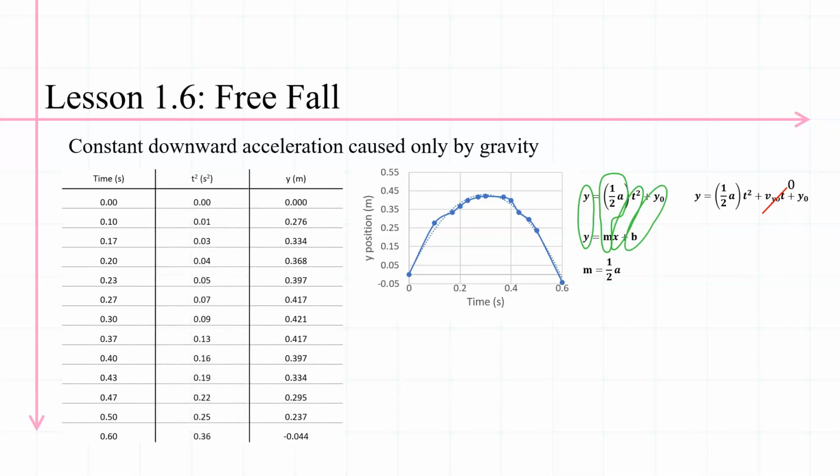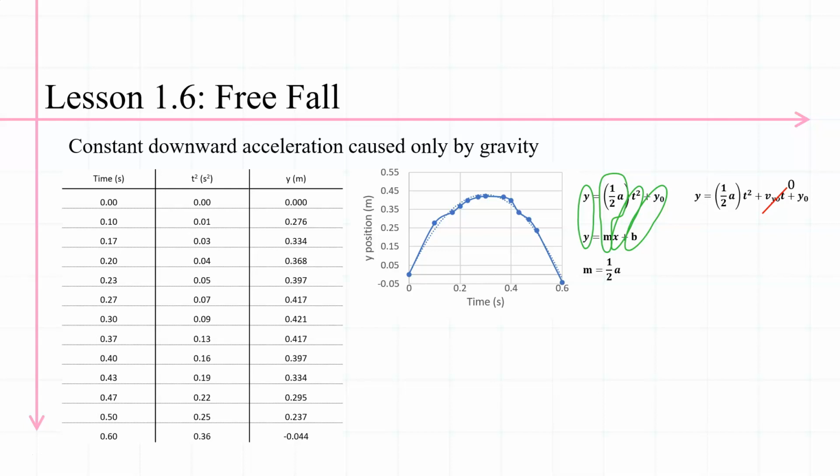And I'm simply just going to take all of the time values and square them, and then we can graph our y position versus time squared. And we'll see if this actually does work to linearize our data. You might already be able to predict what the outcome of this is going to be.